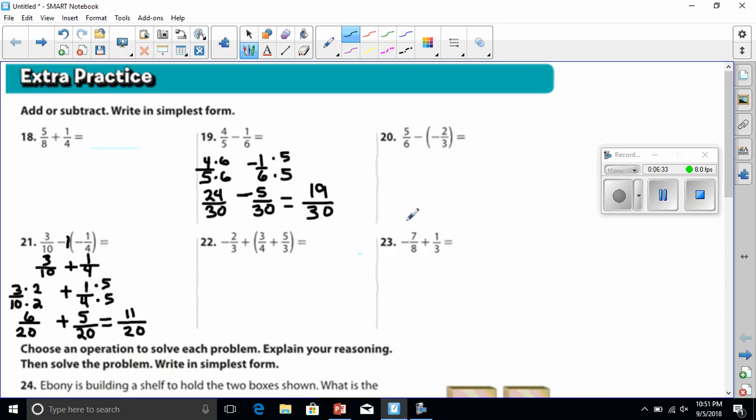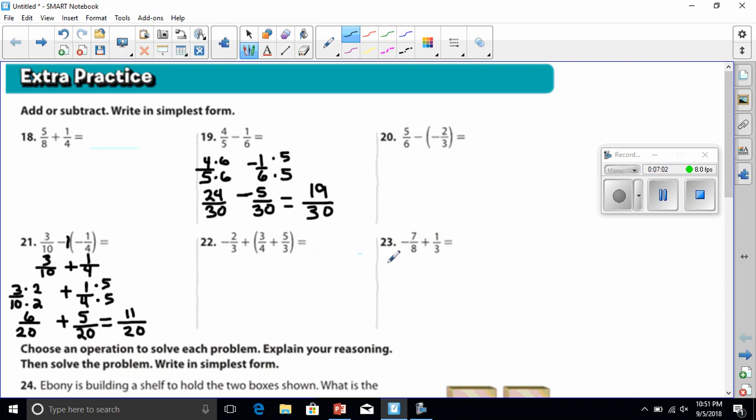All right, number 23 says negative 7 over 8 plus 1/3. Well, 8 is the bigger number. So 8 times 1 is 8. 3 cannot multiply to anything to get 8. 8 times 2 is 16. Again, I cannot multiply 3 to anything to get 16, which means I need 8 times 3, which would be 24. And of course, that would make me multiply 3 by 8 to get 24.